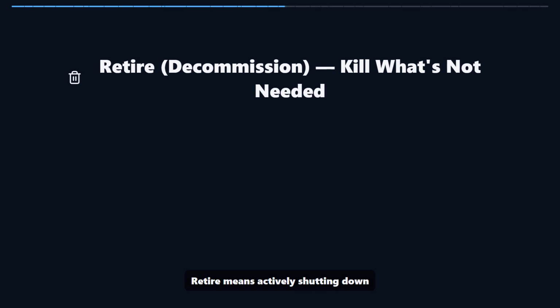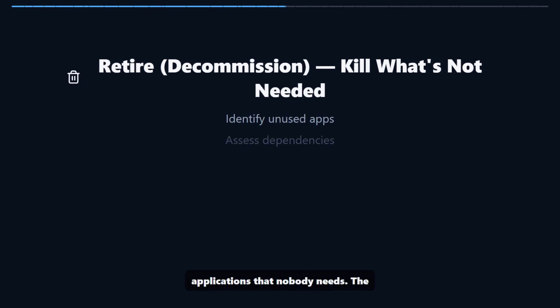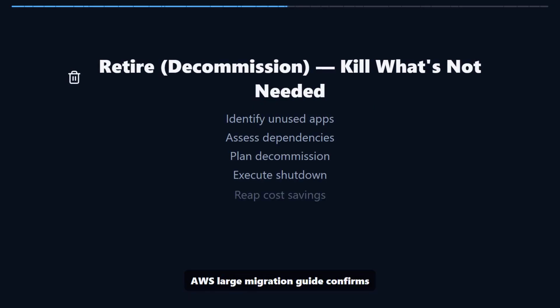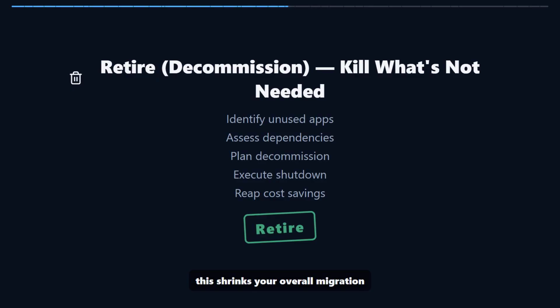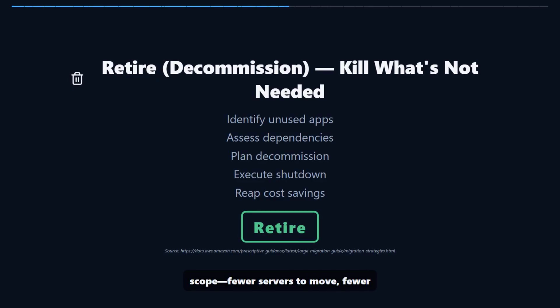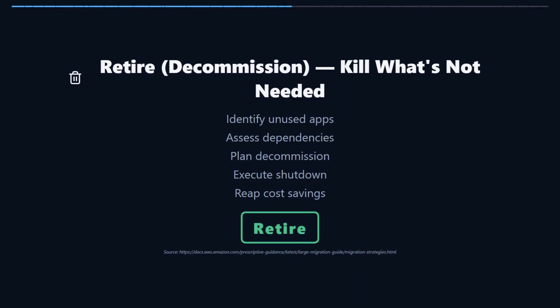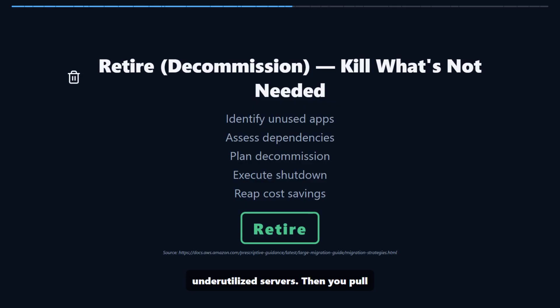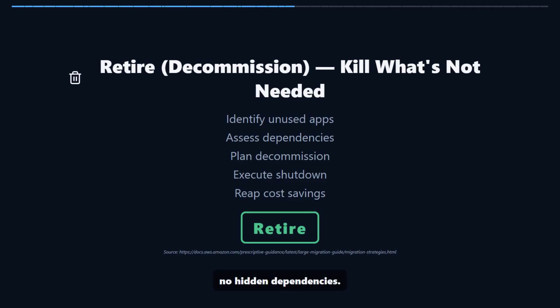Retire means actively shutting down applications that nobody needs. The AWS Large Migration Guide confirms this shrinks your overall migration scope. Fewer servers to move, fewer licenses to pay. Discovery and assessment tools can help surface underutilized servers. Then you pull the plug, carefully, after confirming no hidden dependencies.